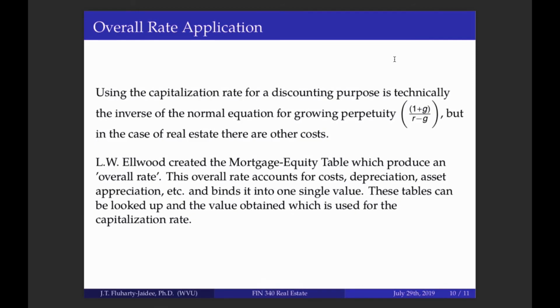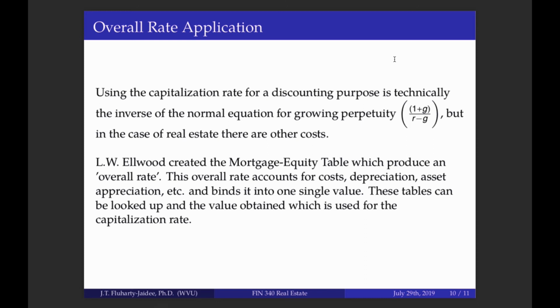The overall capitalization rate is the same rate that you would use if we were to calculate a growing perpetuity, such as what you found when calculating Gordon's growth model on stocks. This capitalization rate is the inverse of that, (1 plus g) divided by (r minus g). But there are also other costs that are included in it, such as depreciation, the loan's interest rate, how much you took out on the balance of the loan, and the pay down that you will receive on the mortgage. All of that was calculated into a set of tables by L.W. Elwood, known as the mortgage equity tables. And they produce that overall rate.